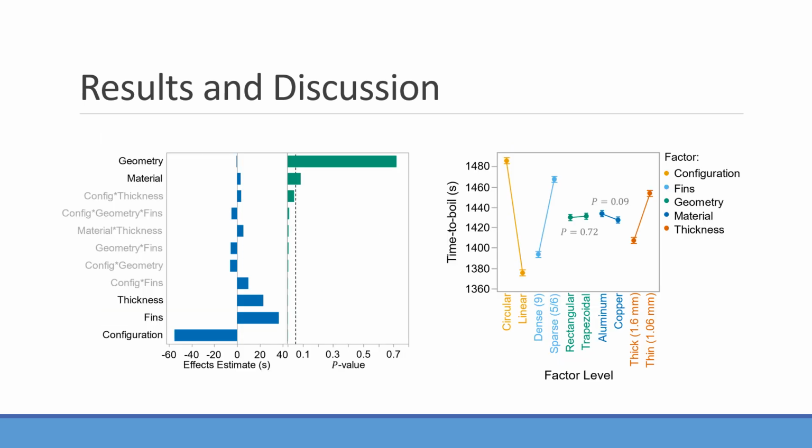Now let's look at these plots. On the left, you can see the effects estimate in blue, which show the result of varying one factor in either direction from baseline. So for example, using a linear configuration would subtract 60 seconds, while using a circular configuration would add 60 seconds, for a total difference of 120 seconds between configurations.